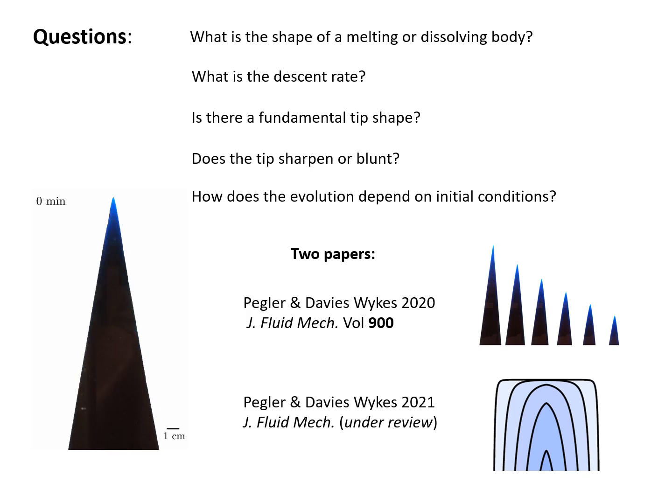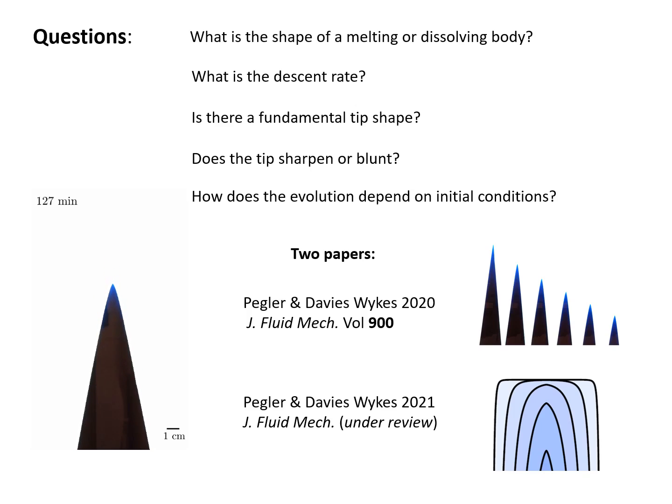Another question is, if I zoom into the tip, is there a universal or fundamental tip shape that always arises near a dissolving or melting tip? And a related question is whether that tip shape sharpens or blunts with time. That's an interesting question. You might think that a dissolving process, for example, is always smoothing, but it turns out this is a non-trivial question.